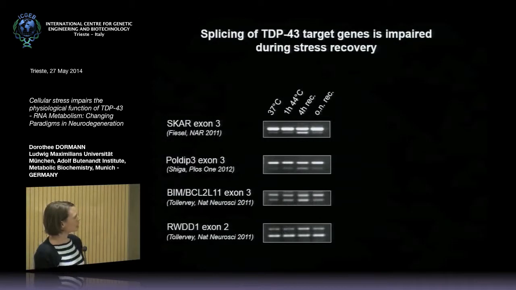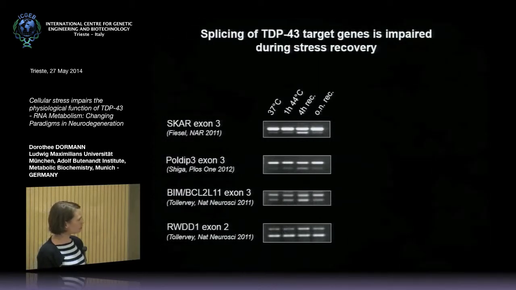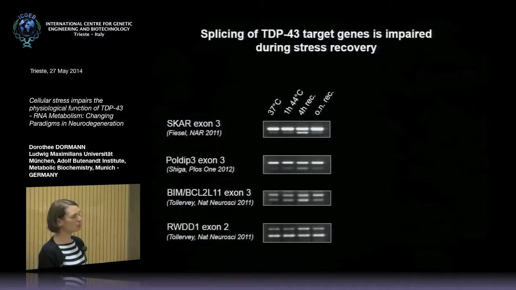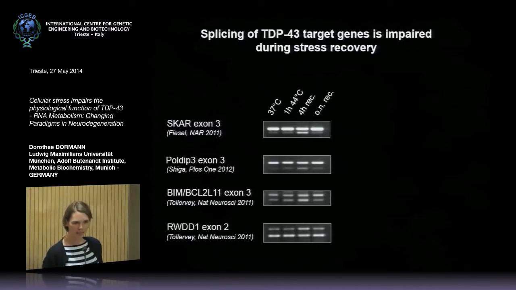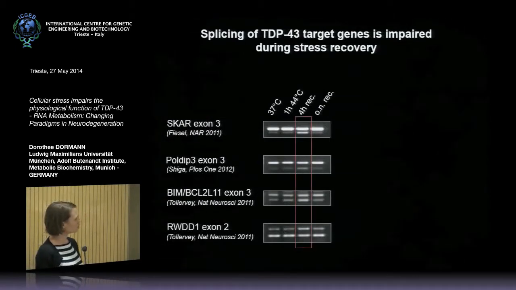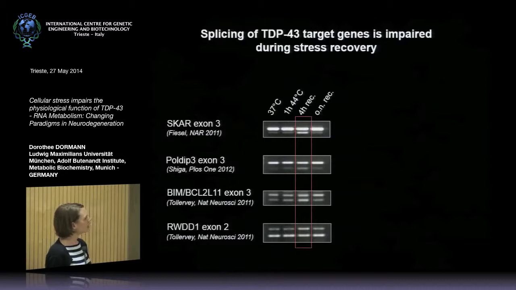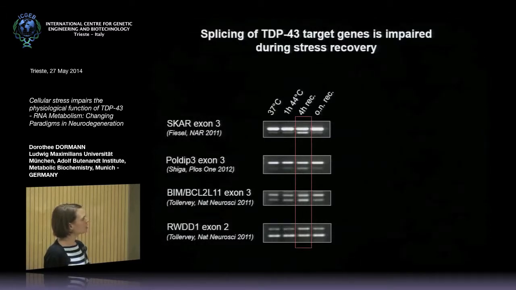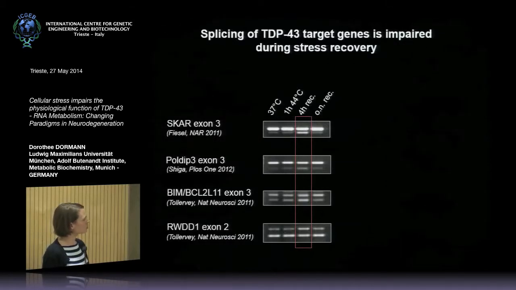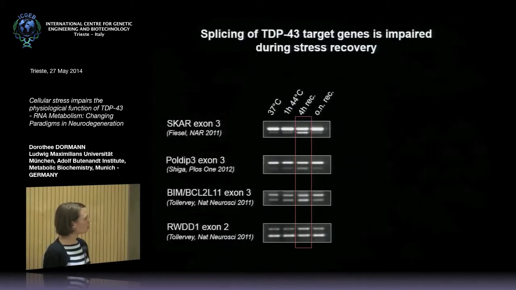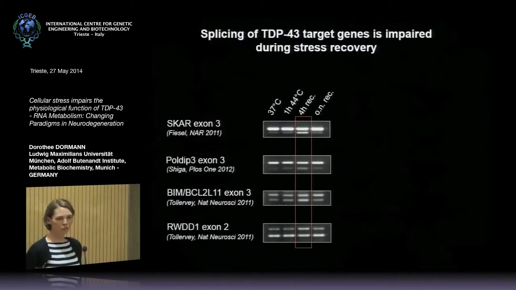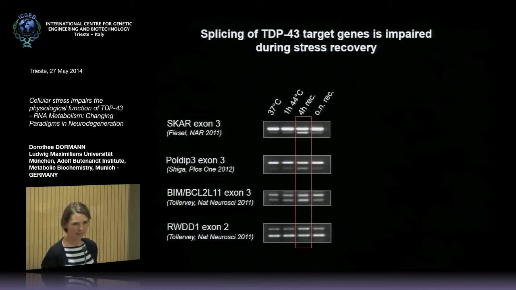So what we did is to isolate RNA at these different time points here. So the 4-hour recovery time point is the time point when TDP-43 is maximally localized in nuclear stress bodies, shown here in this red box. And you see that at this time point, we indeed do see an inhibition of, in this case, exon 3 inclusion, or here exon 2 exclusion. So we do see evidence of reduced TDP-43 splicing activity.